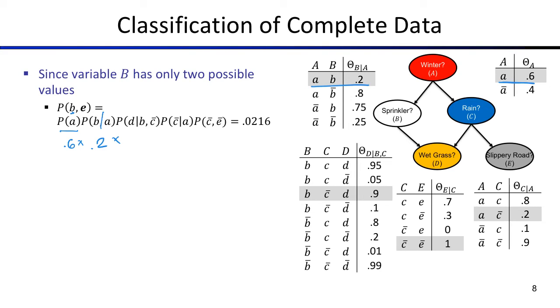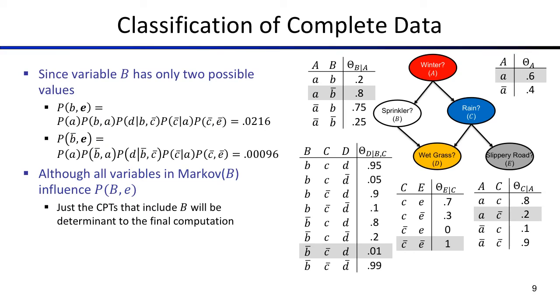The probability of D given B and C is here, 0.9, times the probability of not C given A. The probability of not C given A is here, 0.2, times the probability of not E given not C. That's here. So we compute that, and the result is 0.0216. Okay, we can continue to do that, and now we need to compute the probability of not B and E, and we do that in the next slide.